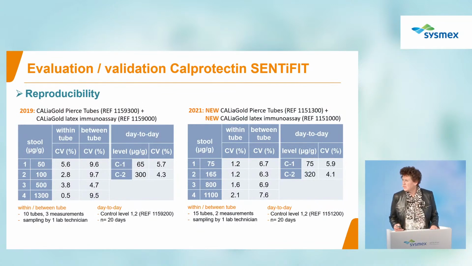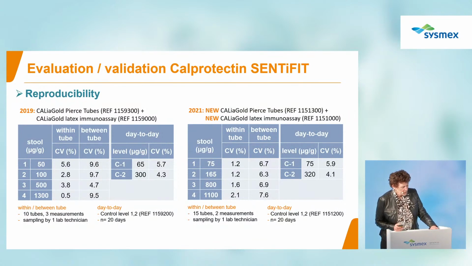For the evaluation and the validation studies, we looked at the reproducibility. When we started in 2019, we used the common CALiaGold Pierce tubes with a reference number in the 9000 series, and later on, as from 2021, there is a new type of Pierce tubes which you can keep not in the fridge but at room temperature, and that is the tubes with the 1000 series.